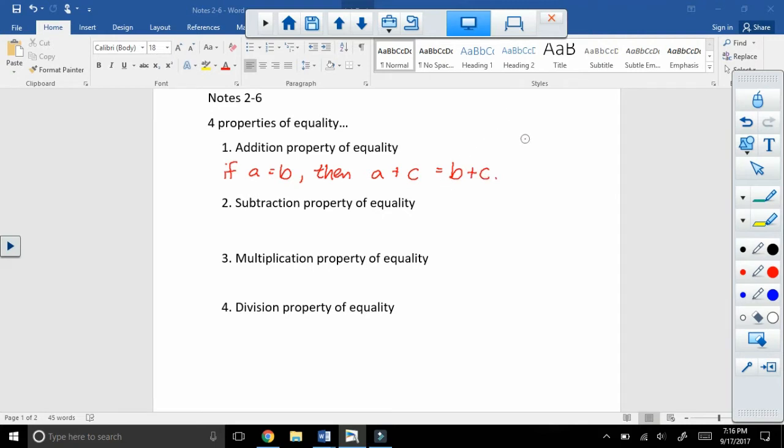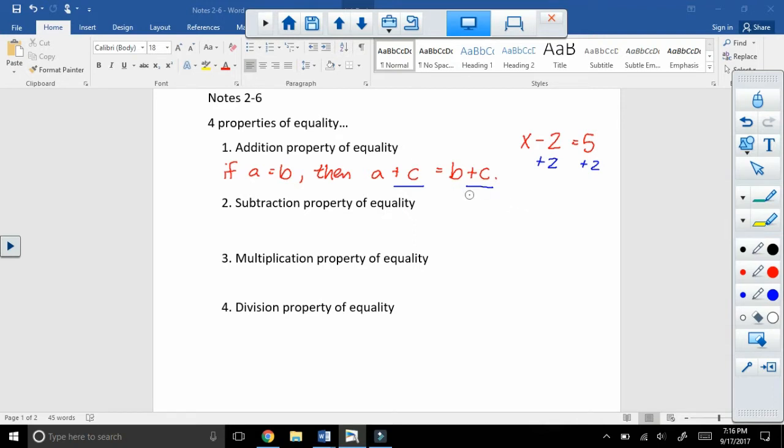Here's how you used this last year in Algebra 1. You might have had something like x minus 2 equals 5, and then your teacher told you that you needed to solve this for x. Well, then what you would do is add 2 to each side, and since you're adding it to both sides of the equation, that's okay to do. It doesn't change it. So you solved it to get x equal to 7.